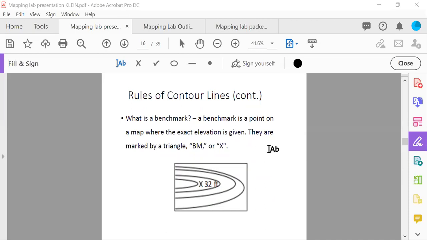Then we have something called a benchmark. A benchmark is a point on a map where the exact elevation is given. Benchmarks are marked either by a triangle, an X, or sometimes the letters BM. So in this case, exactly at that X is 32 feet.